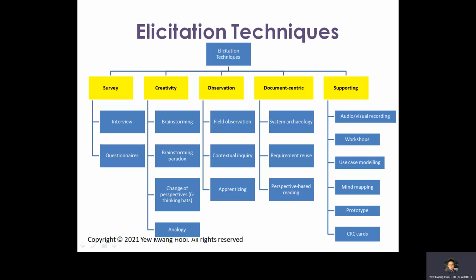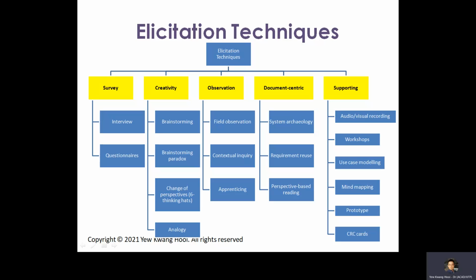System archaeology means you investigate the existing system for manuals and other kinds of information that you can dig out. Requirement reuse means you specifically find back the software requirement specification and software design description in order to identify the previous requirements. Maybe some of them can be reused. And perspective-based reading is basically similar to literature review. You are just looking for certain information.